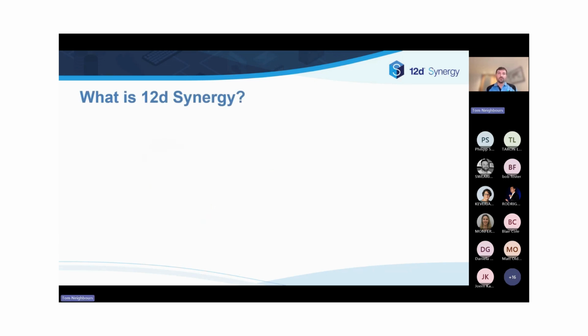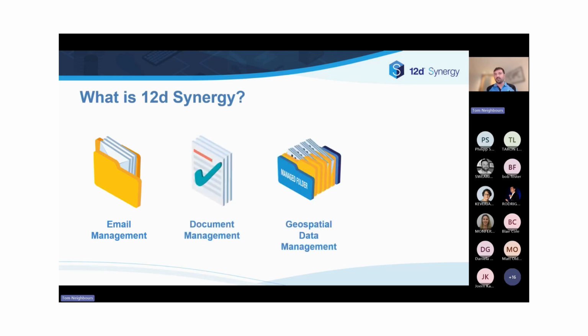So what is 12D Synergy? It is known as an advanced data management and collaboration system. And it's commonly known as a CDE, or a common data environment. It's designed to help manage emails, documentation, data, and drawings, so the right teams have the right data at the right stage of every single project. And I guess what makes us slightly different to other CDEs or other document management systems is that we actually specialize in geospatial data management, which is often not the case.